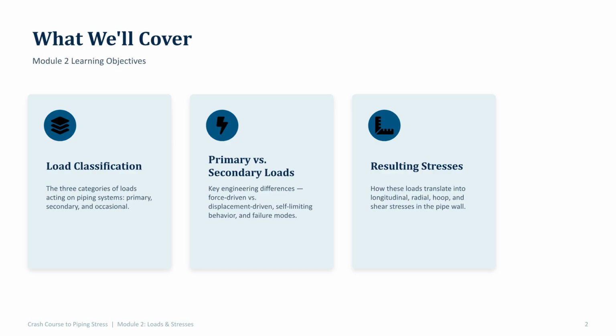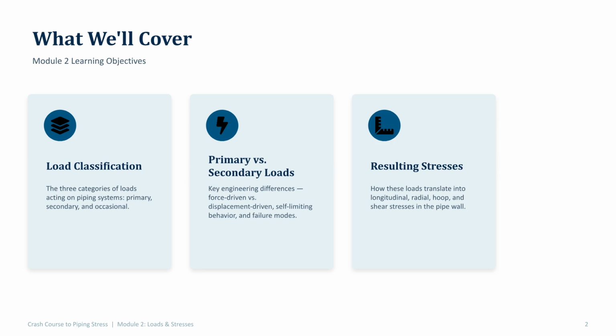Here's the roadmap for this module, broken into 3 simple stops. Stop 1, load classification. We'll learn that every force acting on a pipe fits into just one of 3 buckets: primary, secondary, or occasional. Don't worry about those words yet. We'll build them up slowly. Stop 2, primary versus secondary loads. This is really the heart of the module because these 2 types of loads behave in almost opposite ways, and understanding that difference is one of the most important ideas in all of piping stress analysis.